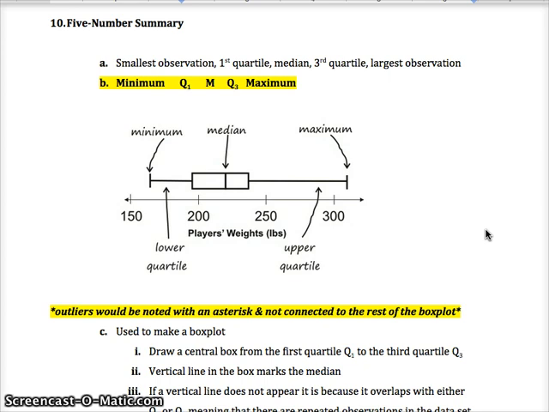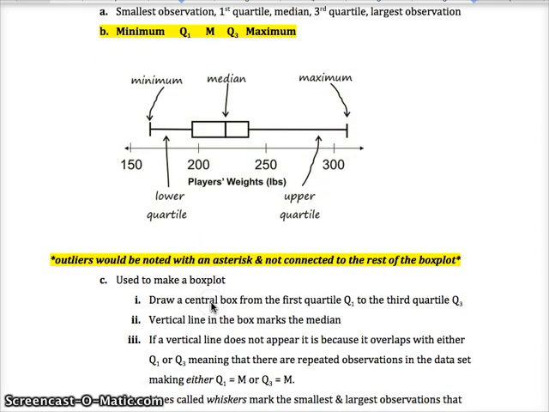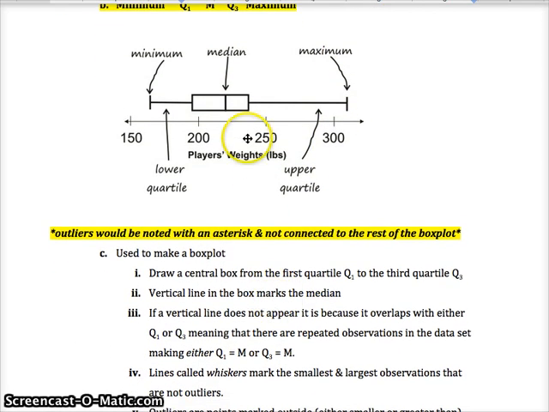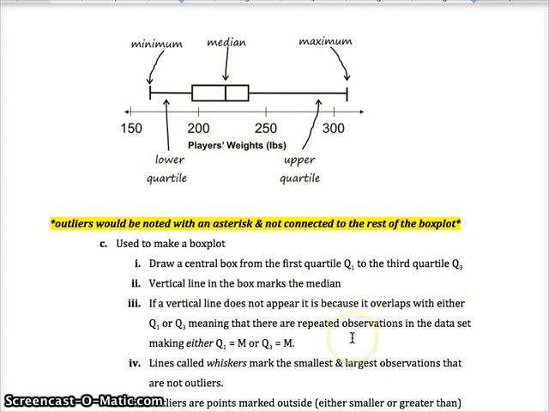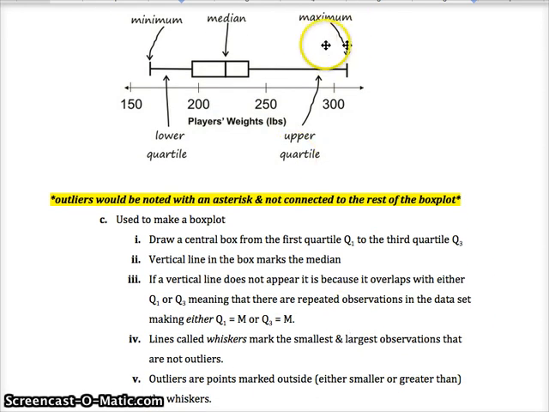Now one thing about the box plot, if we have an outlier, we won't include it here. It'll be an asterisk. So that's what I just noted there. So our 5-number summary would be our smallest value, Q1, our median, Q3, and our maximum. We use it to make a box plot. So your central box is my middle 50% of my data, from here to here. The vertical line marks the median. We call these whiskers.